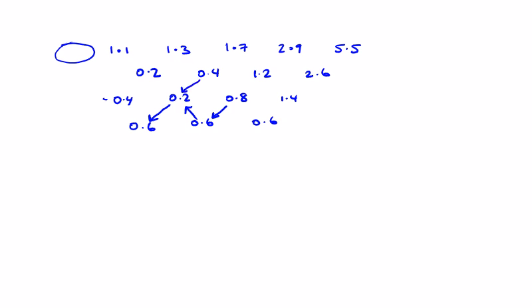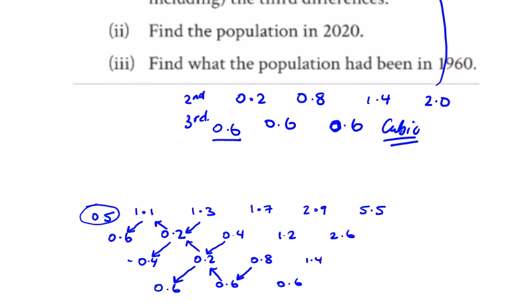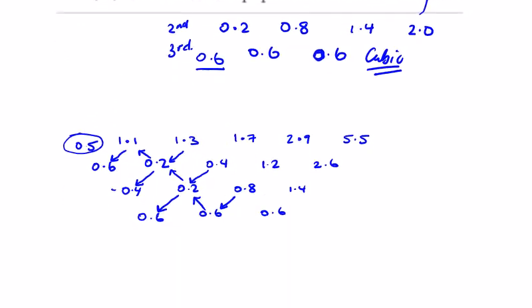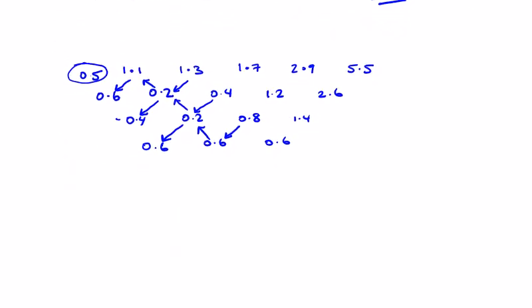0.4 minus 0.2 is 0.2, and 0.2 minus minus 0.4 is positive 0.6. 1.3 minus 0.2 is 1.1, and 1.1 minus 0.6 is 0.5 for the initial, which is what they asked here, the population in 1960, 10 years previous.